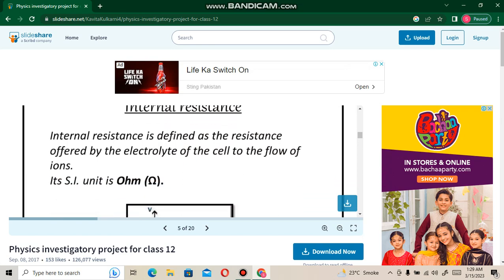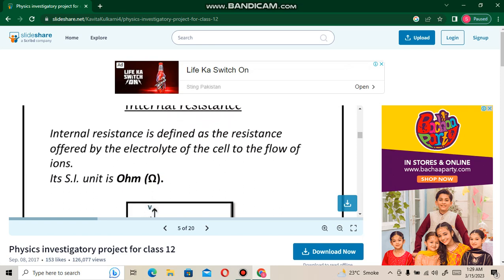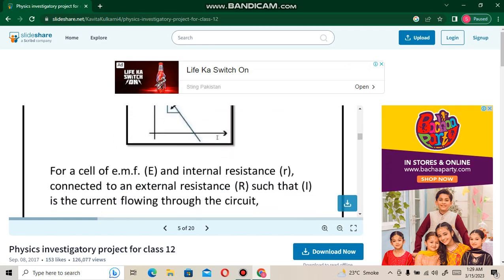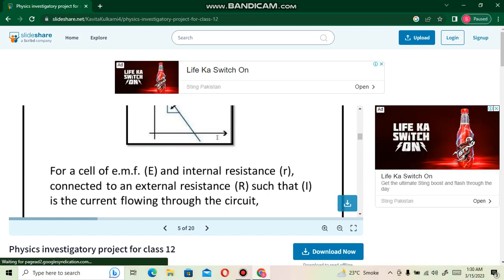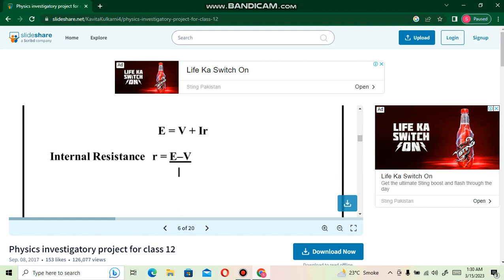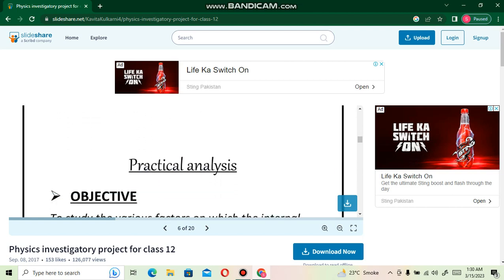Internal resistance is defined as the resistance offered by the electrolyte of the cell to the flow of ions. Its SI unit is ohm. Consider a cell of EMF E and internal resistance r connected to an external resistance R, such that I is the current flowing through the circuit. E is equal to V plus Ir. Internal resistance r is equal to (E minus V) over I.